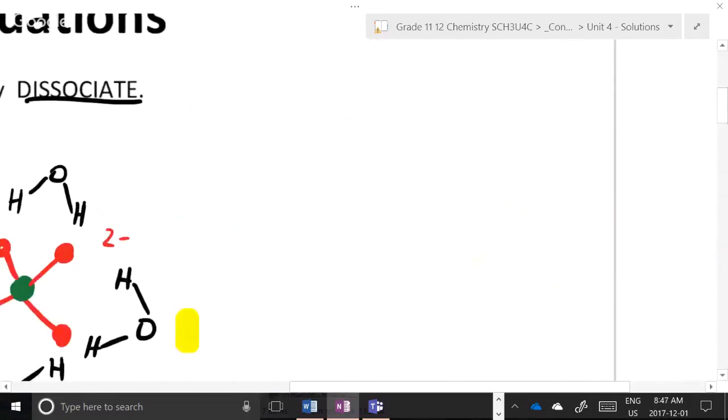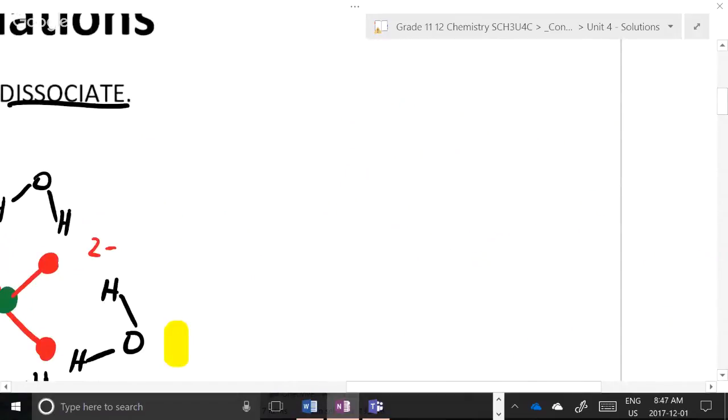Let's say dissolving calcium nitride. So calcium nitride, calcium has a 2+ charge. Nitrogen has a 3- charge, so it would be that. So let's dissolve that in water.